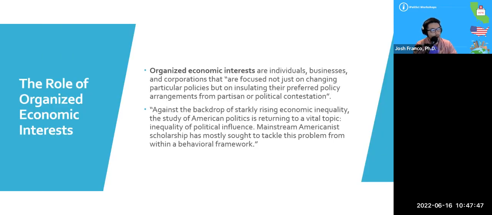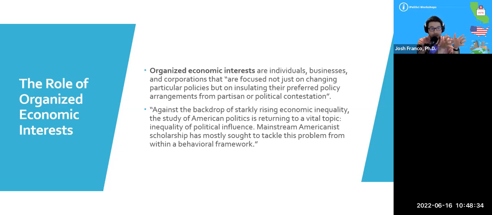So what's the role of organized economic interest? Well, organized economic interests are individuals, businesses, and corporations that are focused not just on changing particular policies, but on insulating their preferred policy arrangements from partisan or political contestation. For example, a couple of election cycles ago here in California, voters were asked to pass a proposition that would protect the gig industry, particularly Uber and Lyft and other gig companies, from being required to keep an employer-employee relationship with their workers. They wanted it to be an independent contractor relationship.